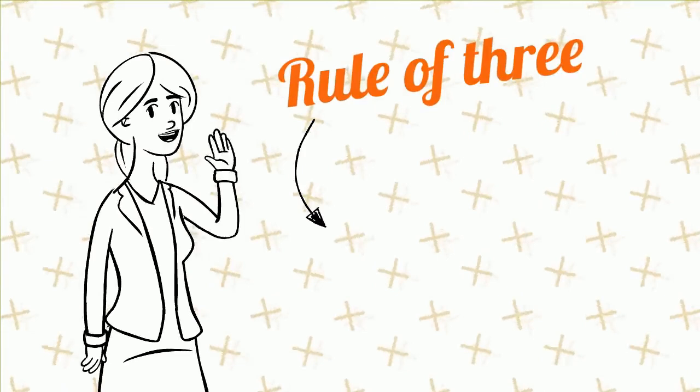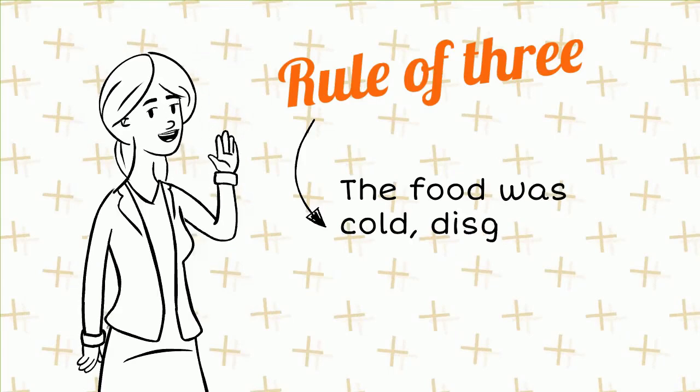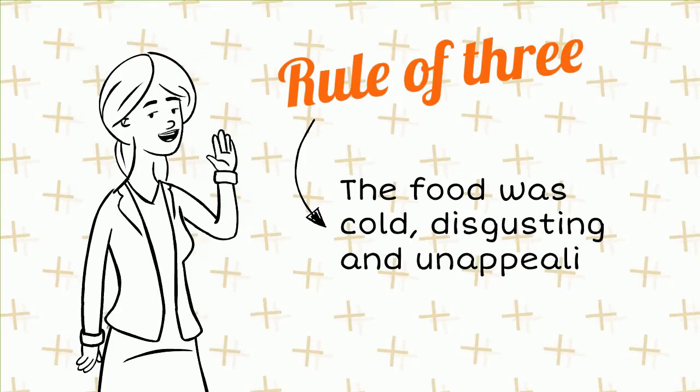The next technique we're going to look at is the rule of three. So this is when we use three describing words together to emphasize the effect that we're trying to create. And emphasize just means to make it even stronger. So we've got this example here. The food was cold, disgusting, and unappealing.